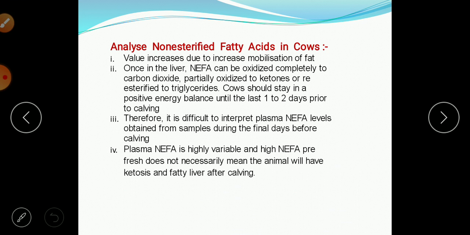As you know, if the animal is undergoing subclinical ketosis, the value of beta hydroxybutyrate increases manifold. Once in the liver, NEFA, meaning non-esterified fatty acids, can be oxidized completely to carbon dioxide, partially oxidized to ketones, or esterified to triglycerides. So this is nothing but how the ketone bodies are produced from non-esterified fatty acids in the liver and how they circulate to the body. It is nothing but the whole mechanism. I have prepared this slide.